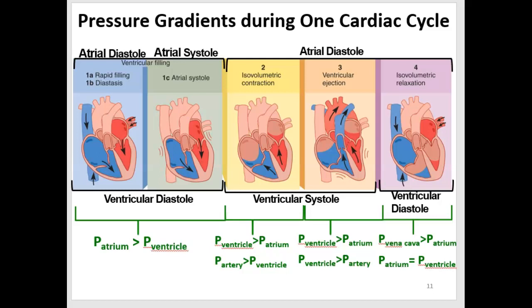At the beginning of ventricular diastole, the atria are still in diastole. This is shown in the purple box. No blood flows into the ventricles yet because the pressure in the atria is not high enough.